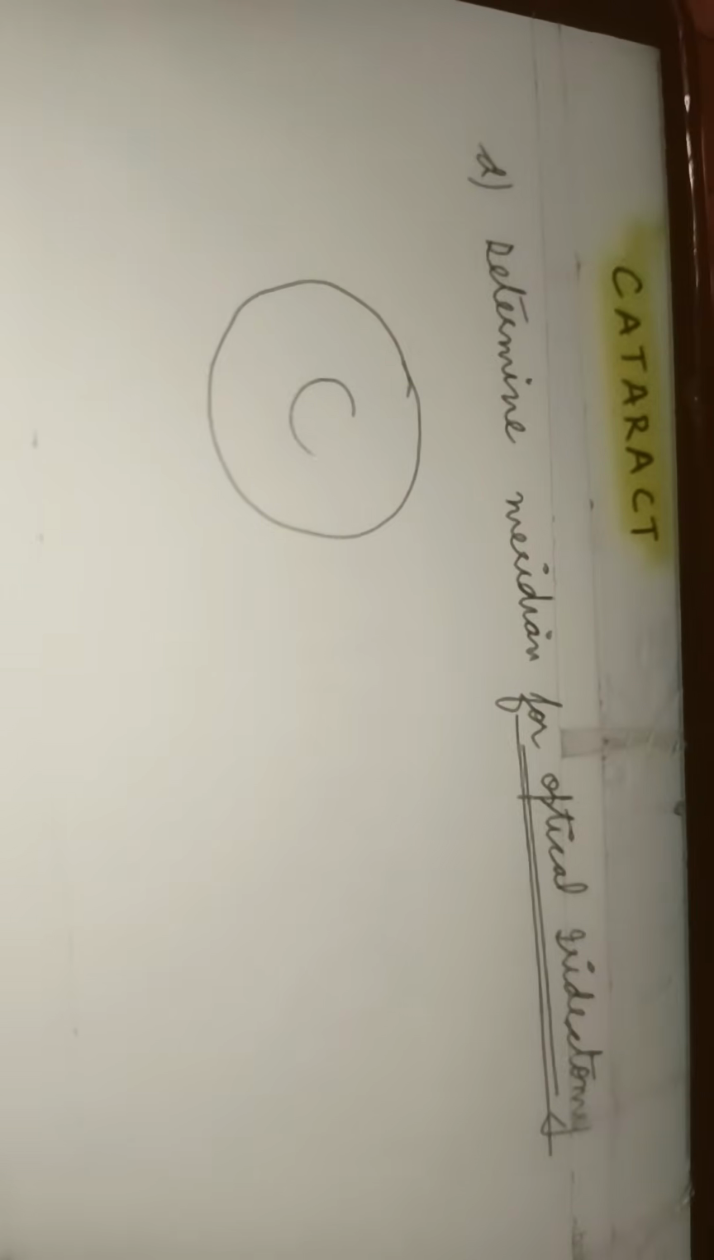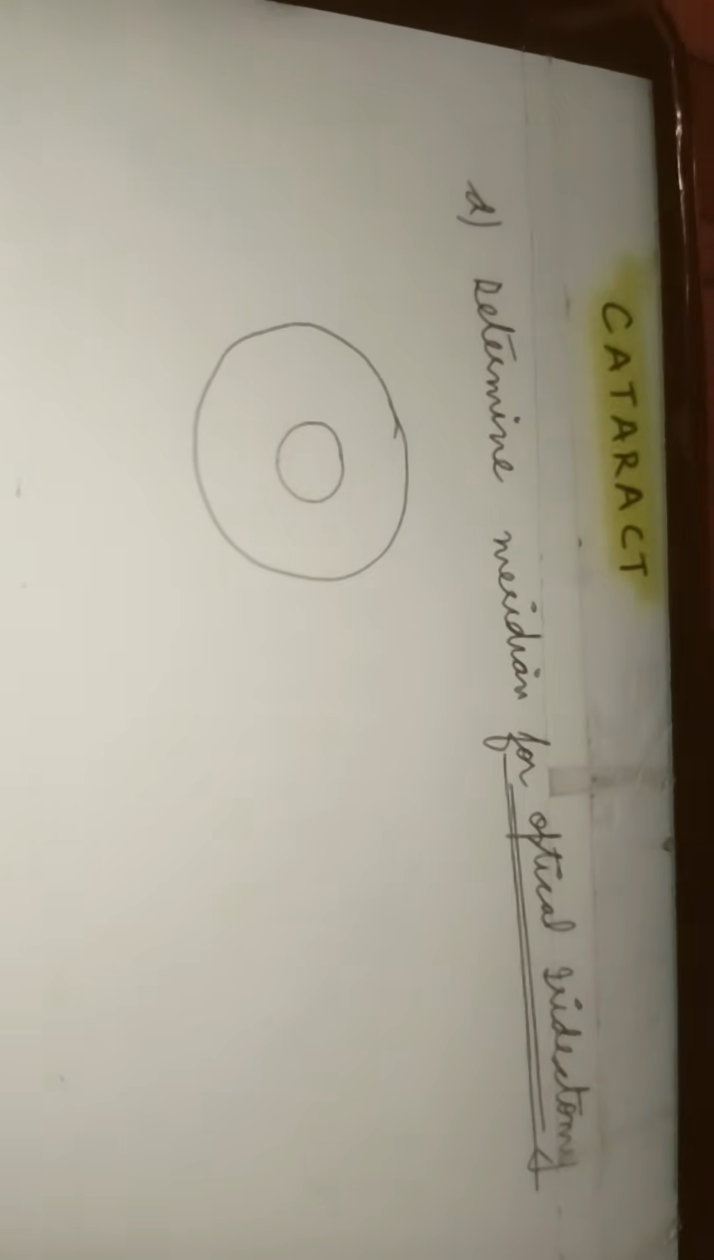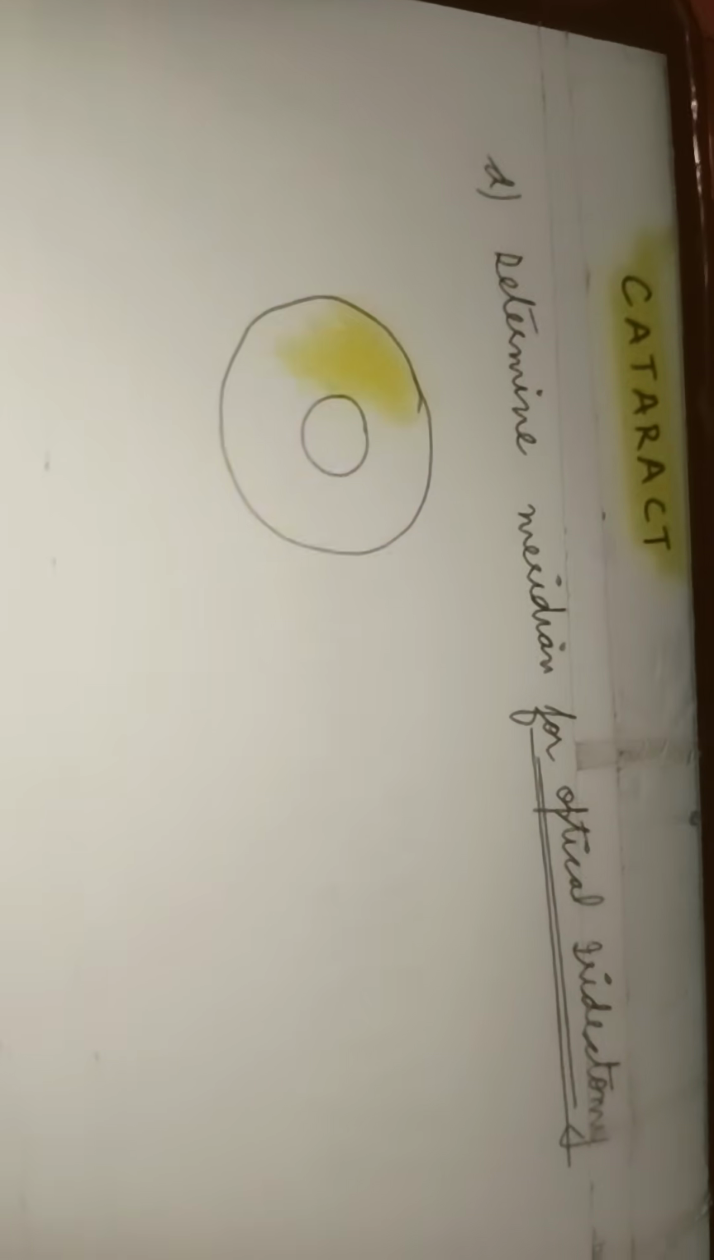The test we use to determine the meridian for optical iridectomy. Now, if you understand iridectomy just by the name, it is pretty easy. Otherwise, I'm going to draw a diagram for you and make you understand. Let's say this is my cornea, and this is my pupil. All this is my iris, obviously. All this which I am coloring with yellow color, this is my iris. I hope you understand the simple diagram that I made.